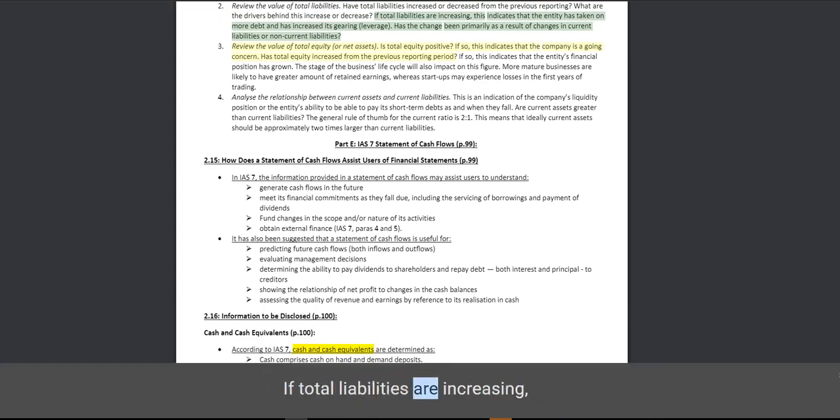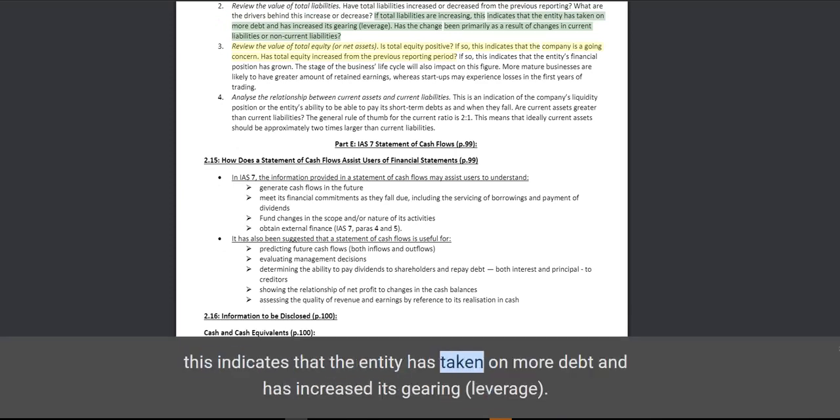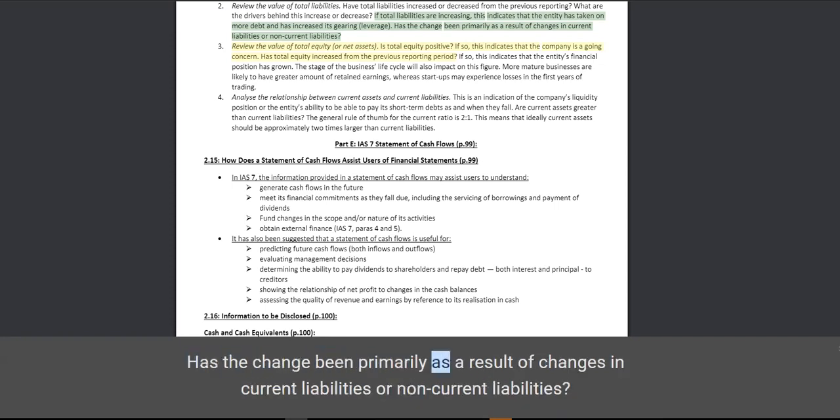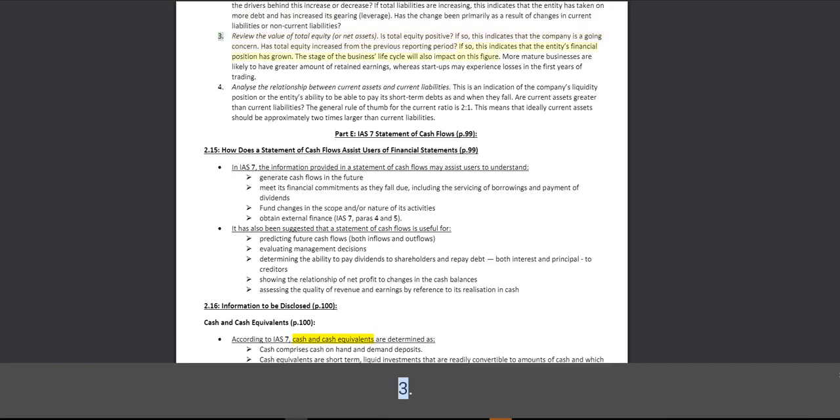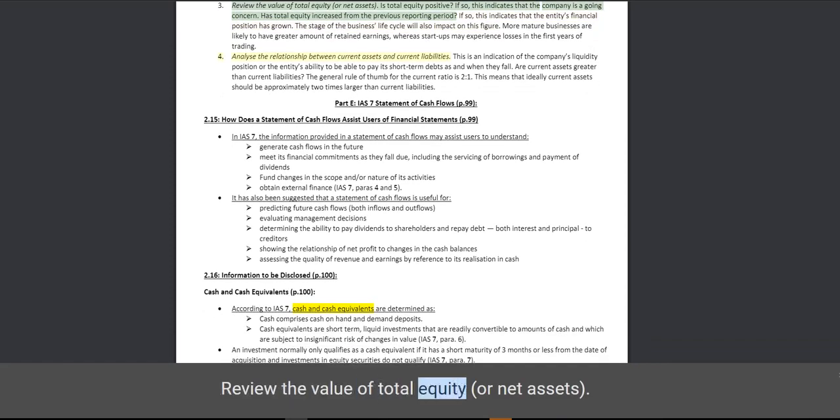If total liabilities are increasing, this indicates that the entity has taken on more debt and has increased its gearing, or leverage. Has the change been primarily as a result of changes in current liabilities or non-current liabilities? 3. Review the value of total equity or net assets.